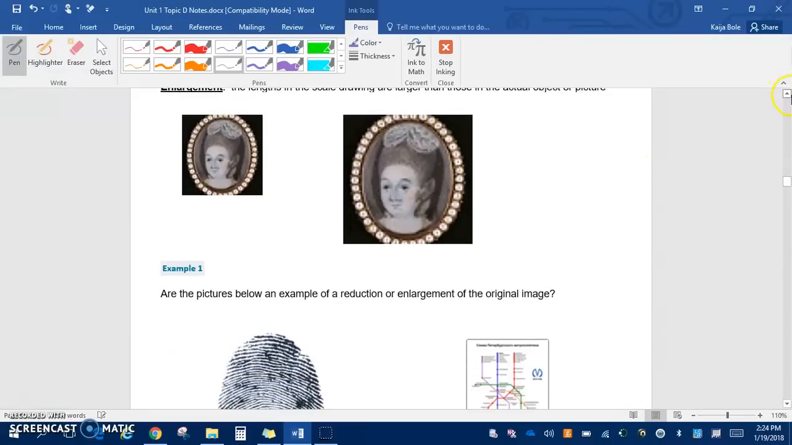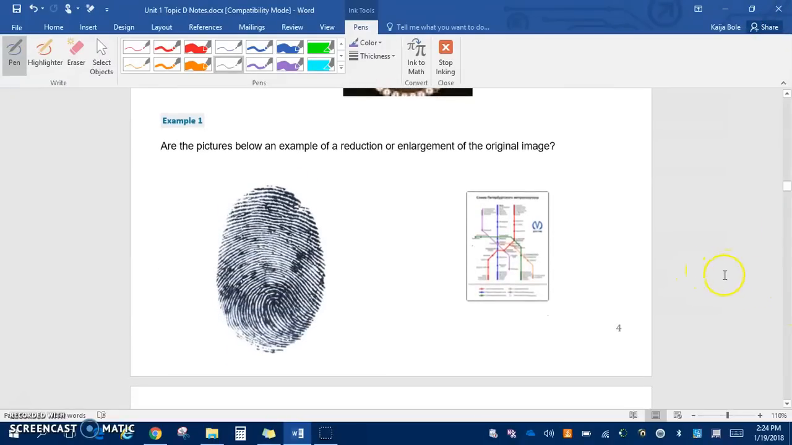Right. So in this first example, it says, are the pictures below an example of a reduction or an enlargement of the original picture? So first we have a fingerprint here, and if you pause the screen and look at your finger, I think you can tell that this picture is an enlargement. It's bigger than your actual fingerprint. So we're going to label that an enlargement. And then the second one here is of a map. If you think about a map, whether it be on your phone or a paper copy, that's usually a smaller version of what the city actually looks like, right? The city of Geneva wouldn't fit on one 8x10 piece of paper, but they make it happen. So we're going to label this as a reduction.